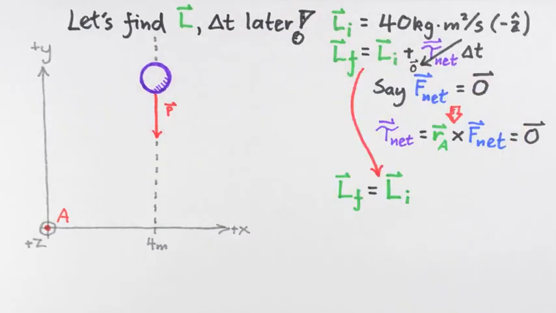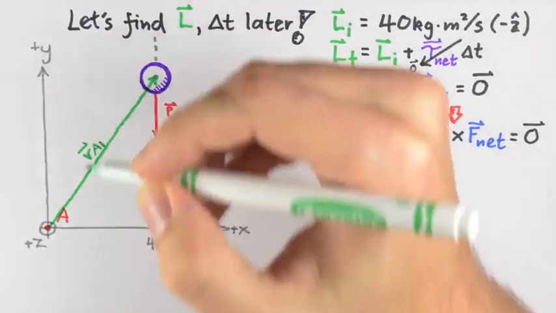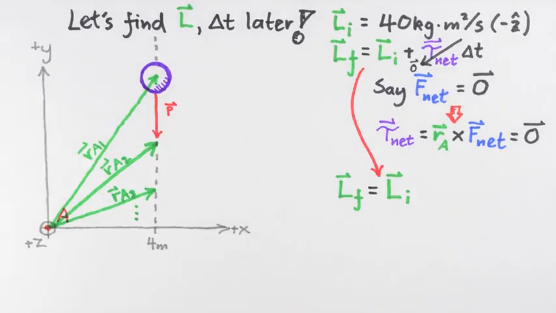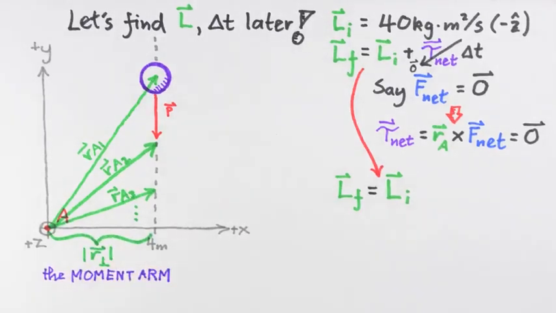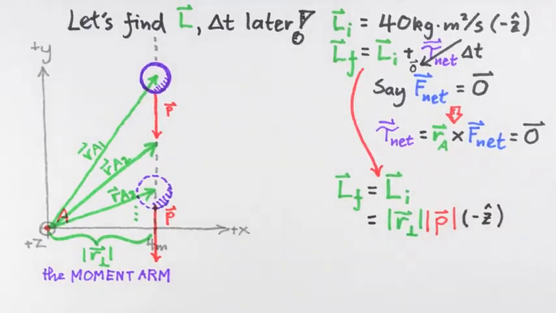Notice in this case the particle keeps moving along a line parallel to the y-axis. And notice that while the position vector r sub a changes, the moment arm does not change. And since the momentum vector doesn't change, the angular momentum is constant.